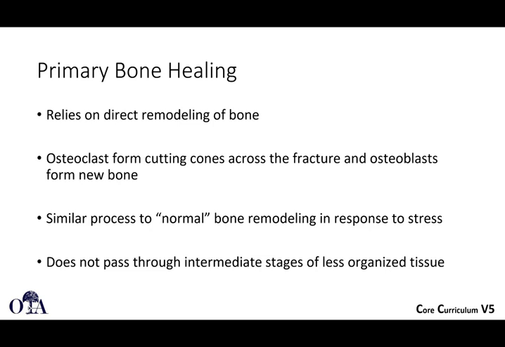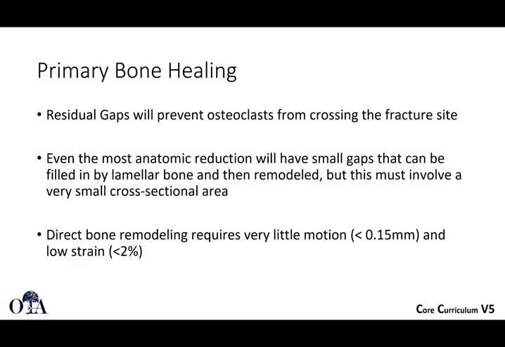And you just don't go through these intermediate stages. So you don't really get callus. You just go from a fracture to a remodeled bone. If you have gaps and you did not compress the fracture, though, that's going to prevent osteoclasts from crossing the fracture site. Even in the most anatomic reduction, there's going to be small gaps that can be filled in with lamellar bone and remodeled, but it's got to be really small if you want to get primary bone healing. So direct bone remodeling also needs the environment to be fairly rigid and have low strain.